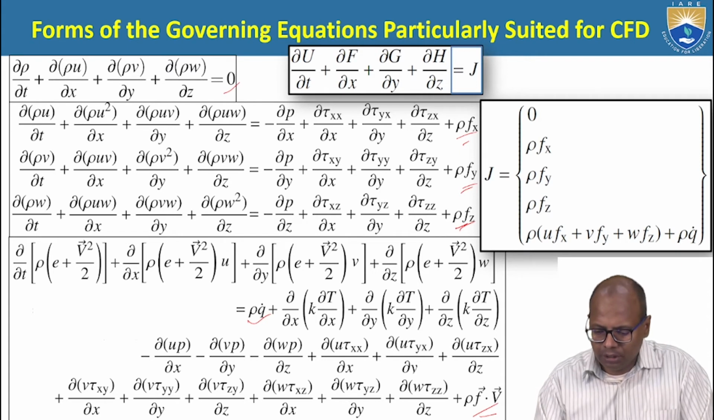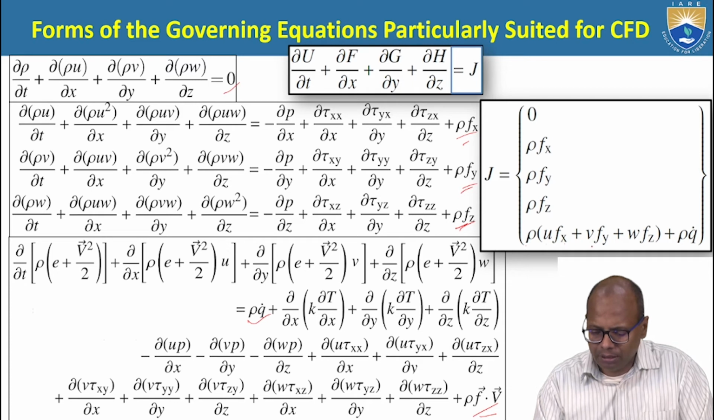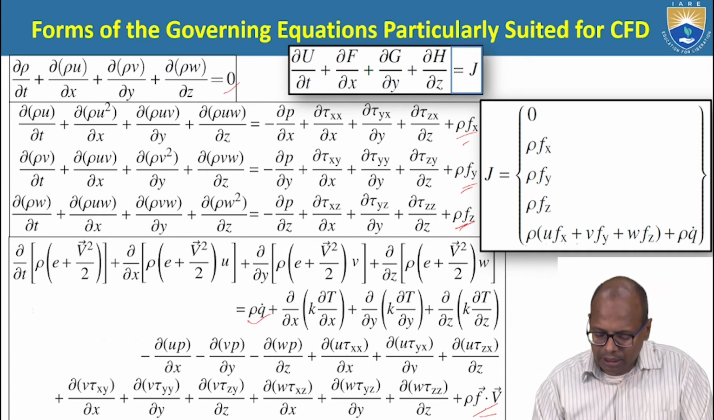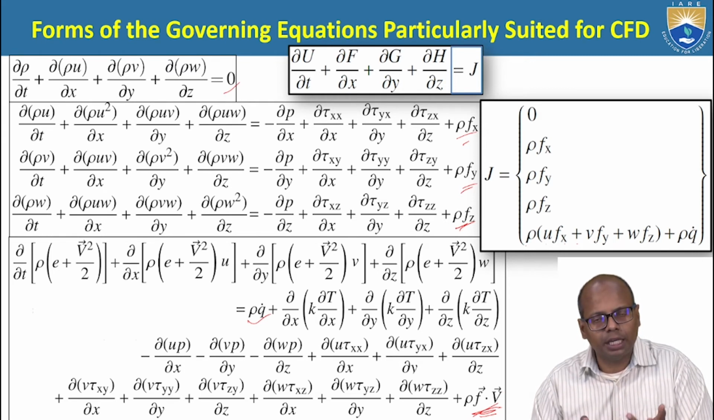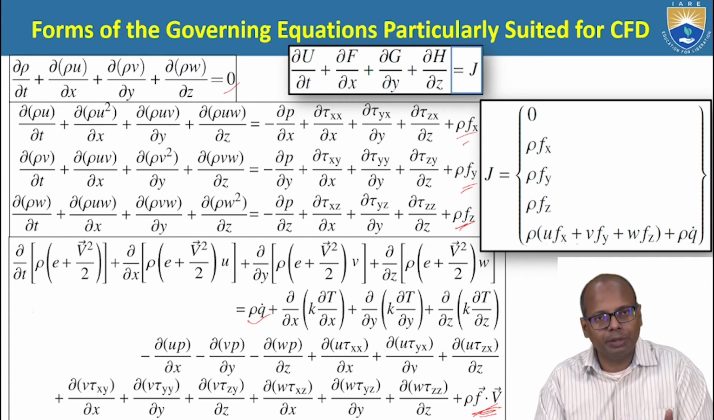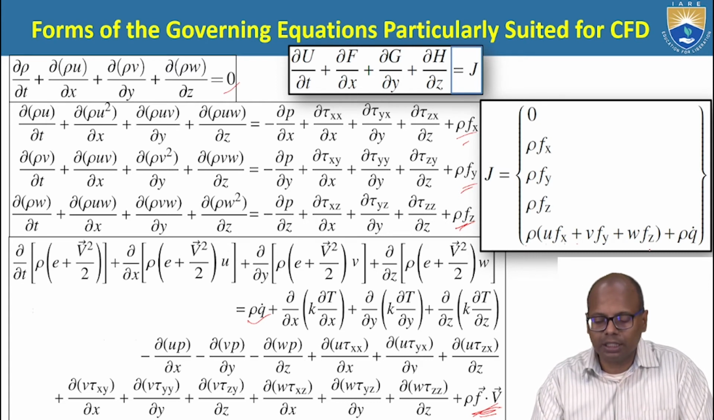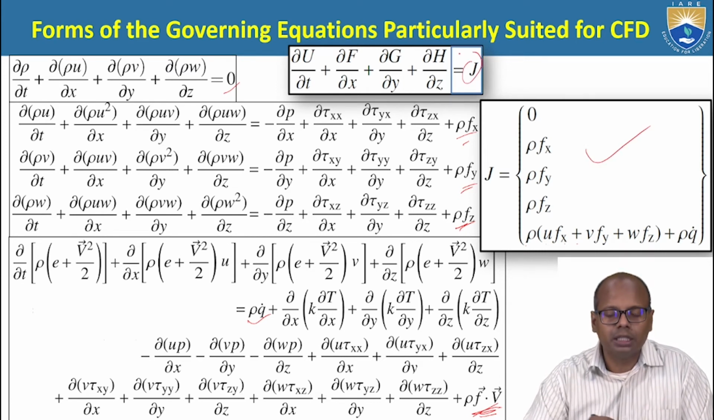Okay. Now rho into U Fx plus V Fy plus W Fz. What is this? It is the expansion of F bar dot V bar. So what is F? F is Fx i plus Fy j plus Fz k. And what is V bar? U i plus V j plus W k. If I make a dot product of this, I will get this one. So this term is giving us the J.